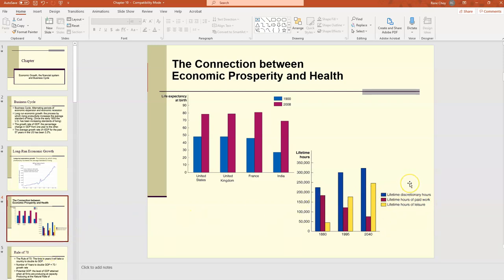We're also spending more time driving, by the way. This right here is discretionary hours.